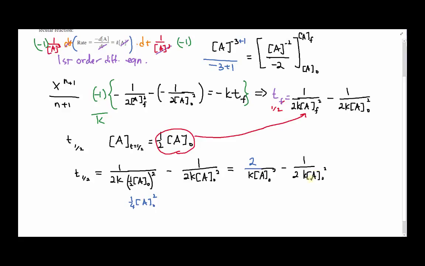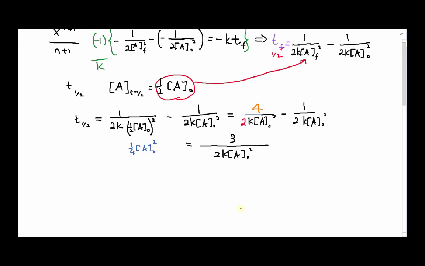Well, I want to make a common denominator. So what I can do is multiply 2 on both sides. And what does that become? 4, right? So I have 4. And since we have a common denominator, we can rewrite it as 2k, or divide by, well, that's divided, and on the top you just get 3. So that's our half-life equation for our termolecular reaction.